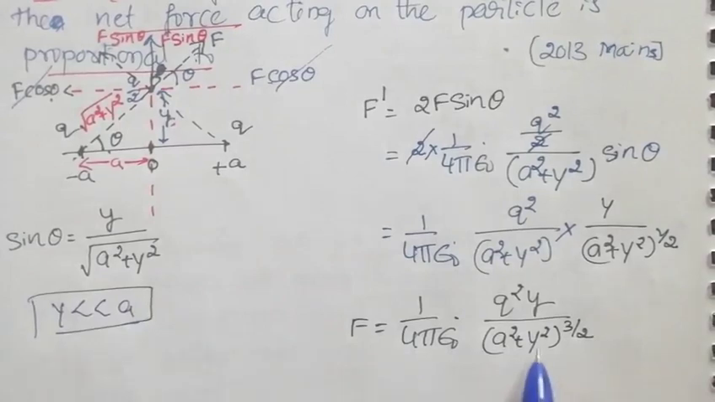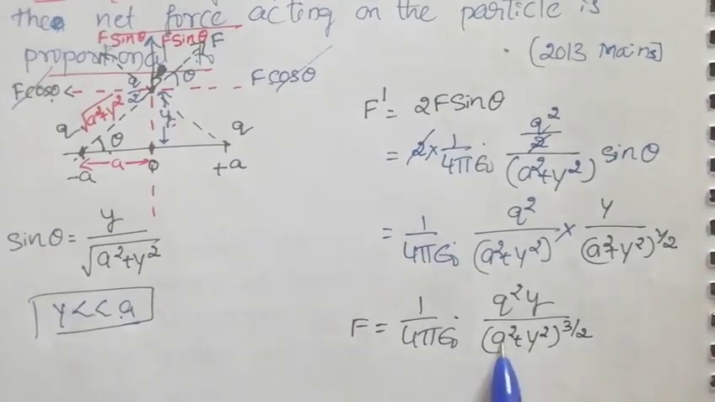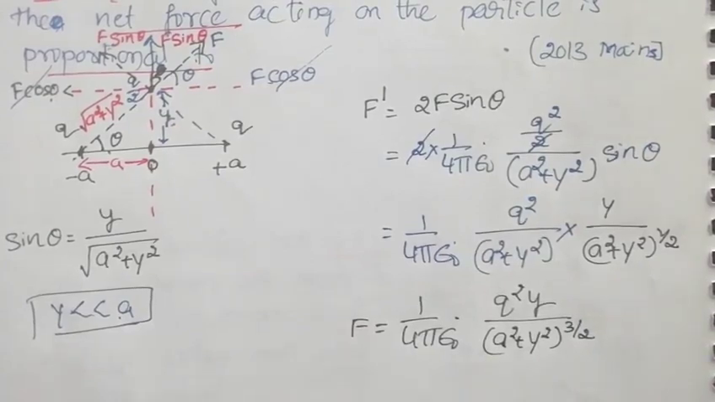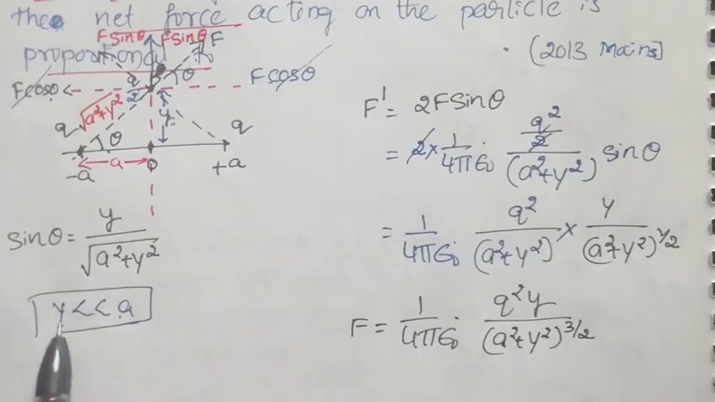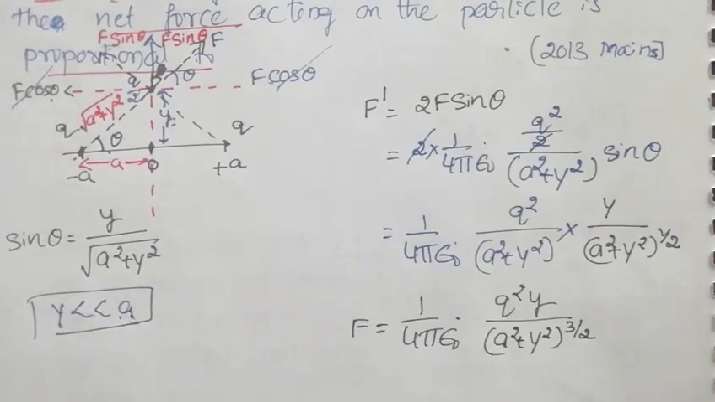So now apply here. Y is less than A means here A is neglected. Yes or no? So y is less than A. So here what will happen? You are going to neglect y as compared to A. So neglecting y in comparison with A, you will get an equation like this.